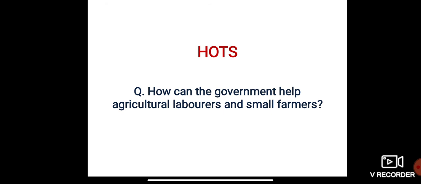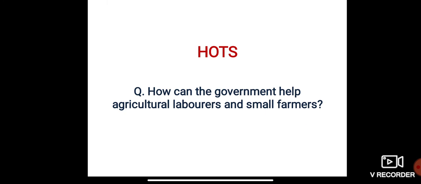So that is how the government can help agricultural laborers and small farmers: providing them seeds and fertilizers so that they don't have to borrow money, providing better irrigation facilities so that the crops don't depend on the rain alone, and also having alternative jobs for agricultural laborers.